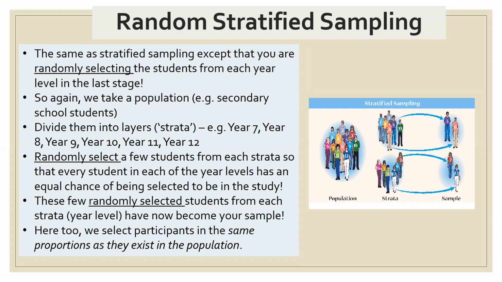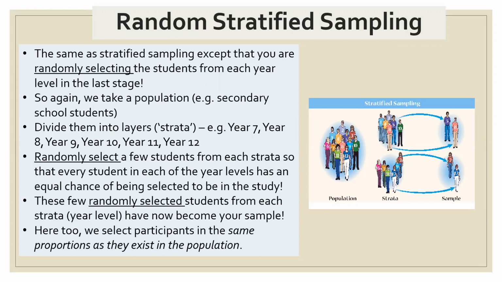So we take those 20 students in the year 7 strata, and we put all those 20 names in a box, and we pick out the first 6. And whichever first 6 we pick, those automatically become our year 7 participants for our sample. And same for year 8, same for year 9, up to year 12.